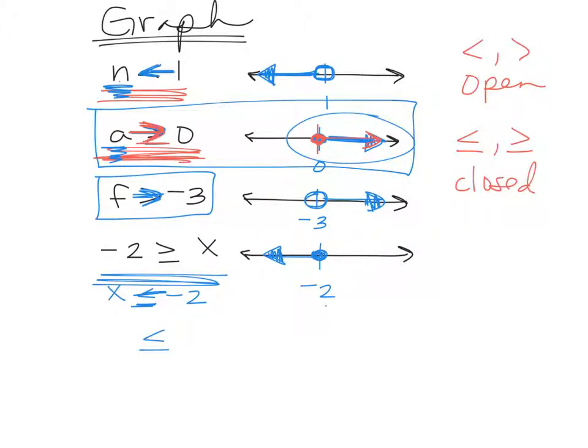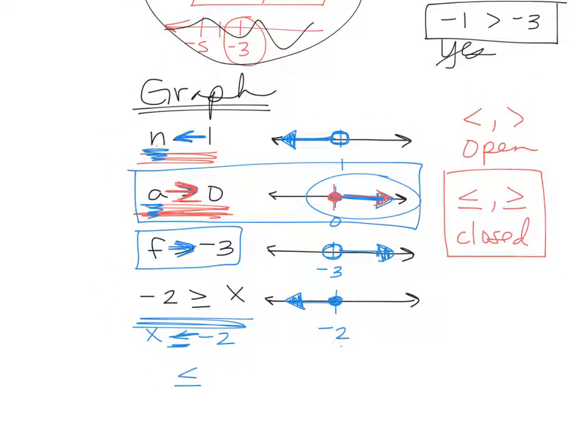Equal to, the dot's going to be closed? If it's got the equal to, it's going to be closed. So greater than or equal to, or less than or equal to. Right here, those two are closed. And then if it's not, these two are open. So how do you know which way the arrow goes?